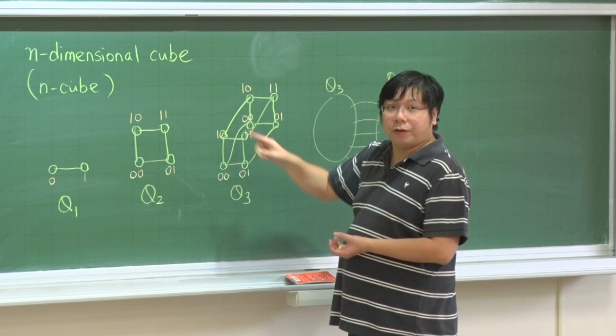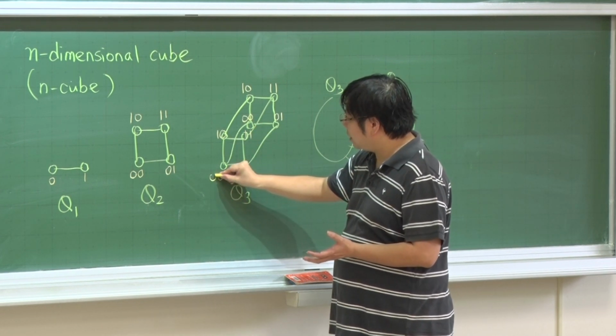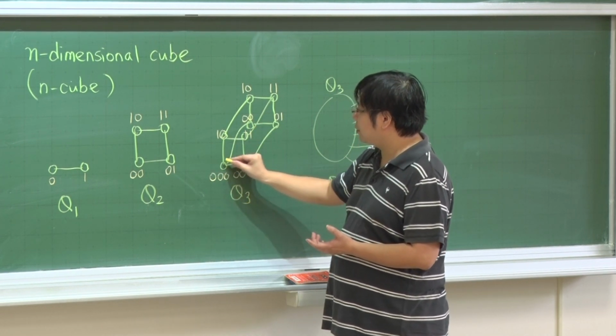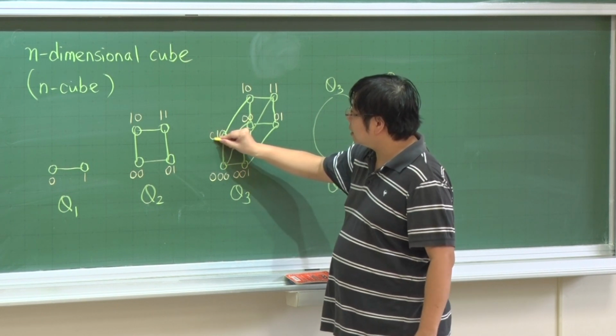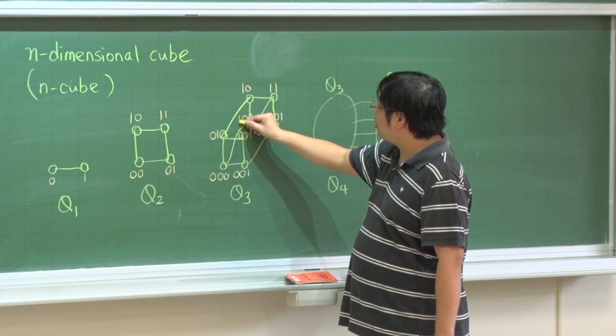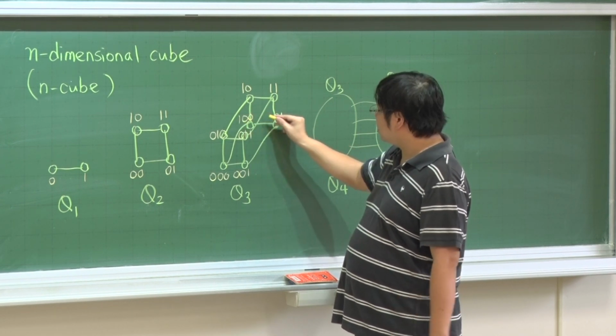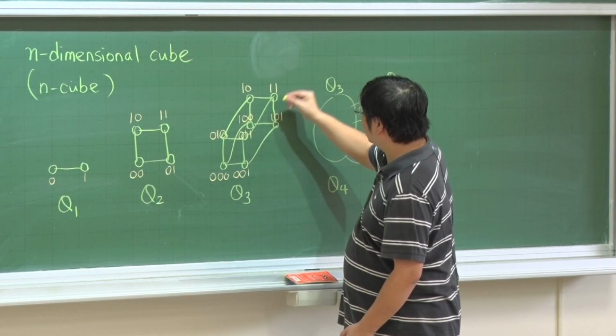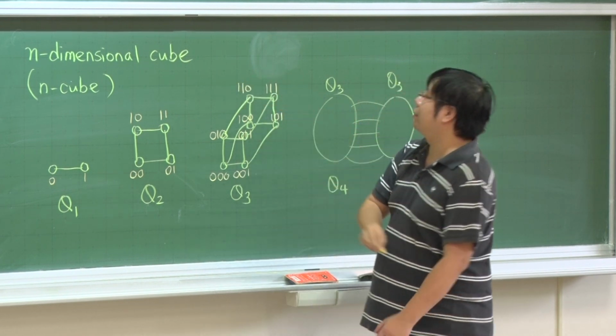Now, because this is the first copy, I add a first bit 0 to represent it. So this is 000, 001. This is 010. This is 011. Is that okay? And for this one, it is 111, 101, 100, 110, and so on. Is that okay?